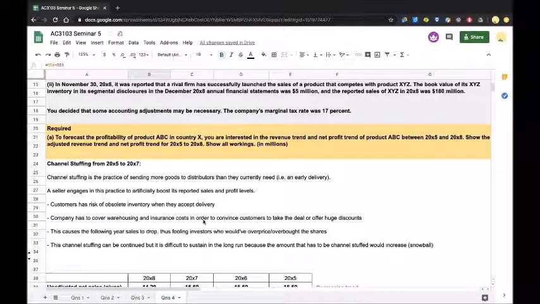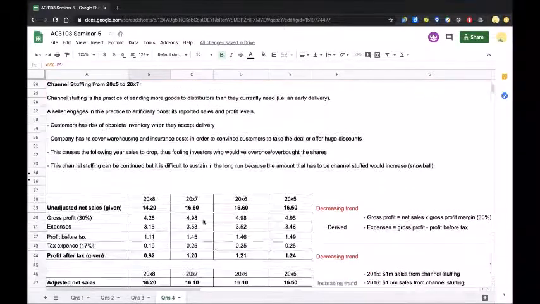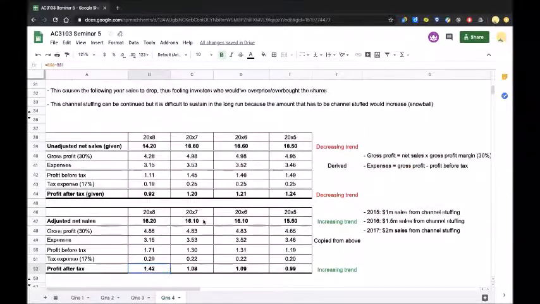However, one problem here is that the amount of channel stuffing could snowball year by year, and it's very hard to sustain this practice. And if the channel stuffing is stopped, the following year's sales figure will drop, which might cause a shock to the investors. And so let's continue with the adjustments.